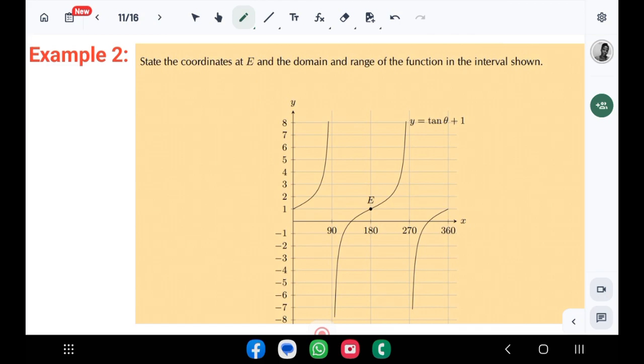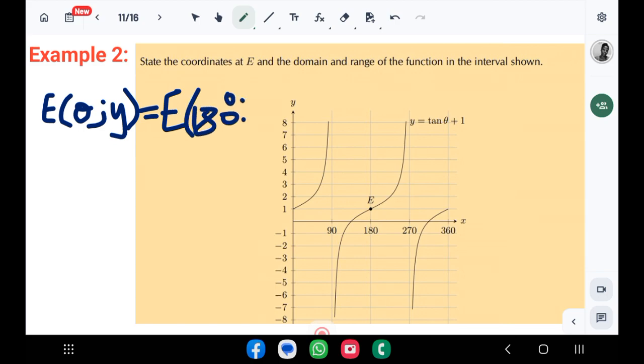Alright, the coordinates of E, or theta y, E theta y equals 180 degrees, and then the y coordinate is 1. Yes, those are the coordinates of E.